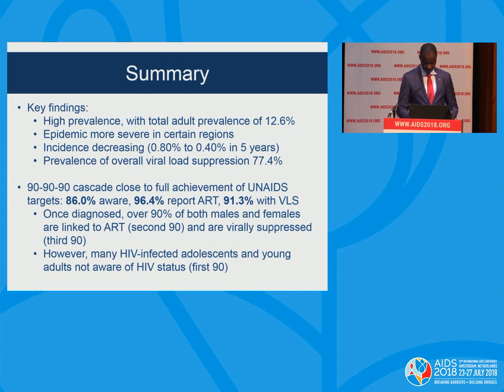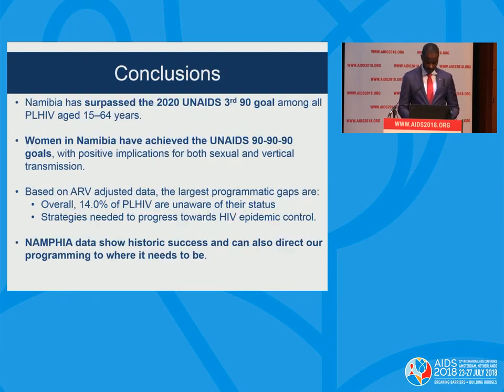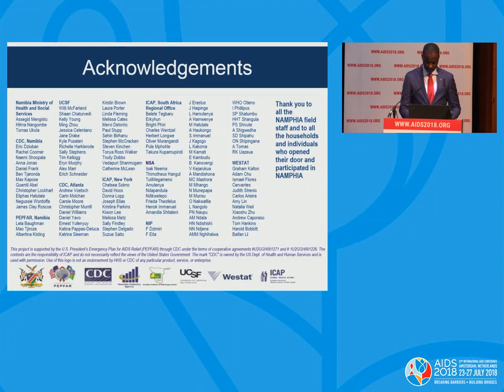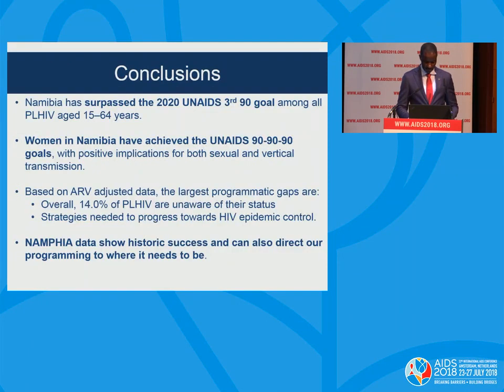I just wish you to make the distinction between this last 91% and the overall population base of 77% viral suppression. The data also show that once diagnosed, over 90% of both male and female Namibians living with HIV started on ART. And over 90% of these are actually virally suppressed. So, of concern, obviously, is the much higher proportion of adolescents and young adults who were not aware of their HIV positive status. I think I went a little bit too fast.